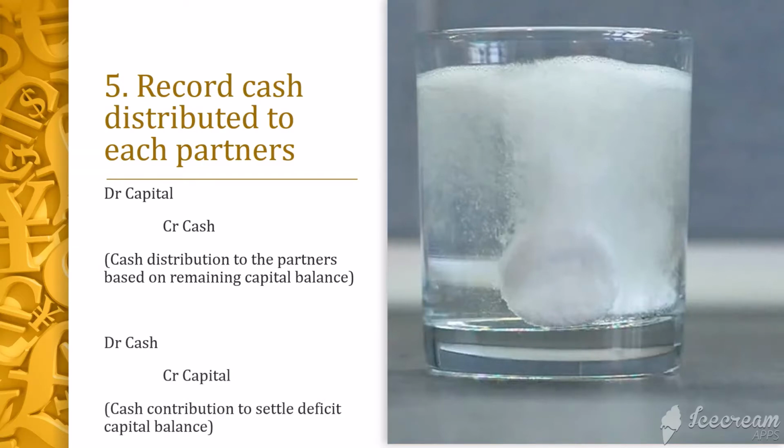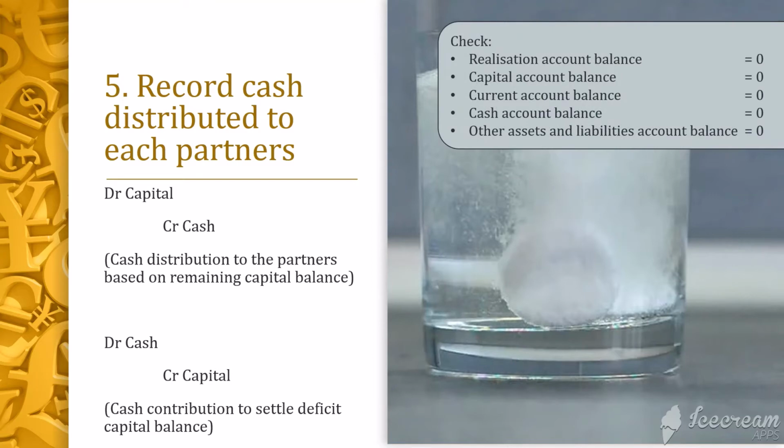So here are the 5 steps to account for a partnership dissolution. If you have done all 5 steps correctly, you will zero off everything. Literally, all accounts. The realization, capital, current, cash, and all other accounts should arrive at a zero balance. When everything is zero, we can safely declare that the business has ceased operation. In the next video, we will go through a worked example to apply these 5 steps and account for the dissolution of a partnership.